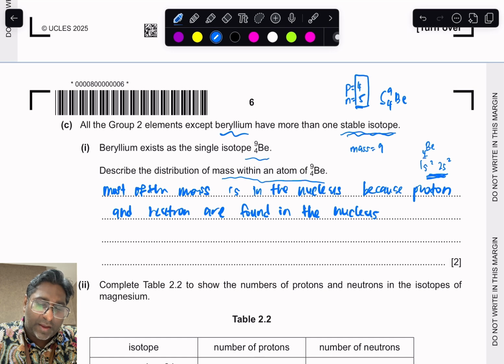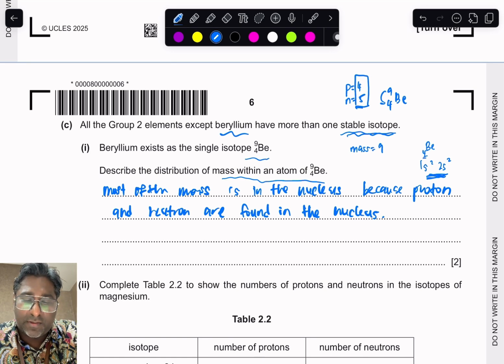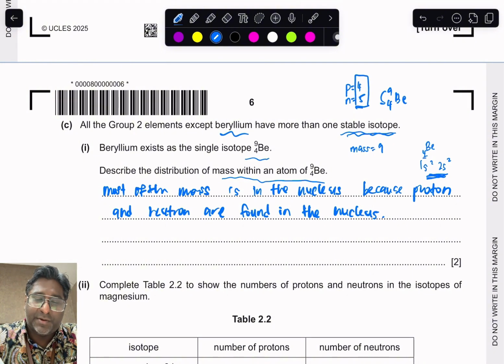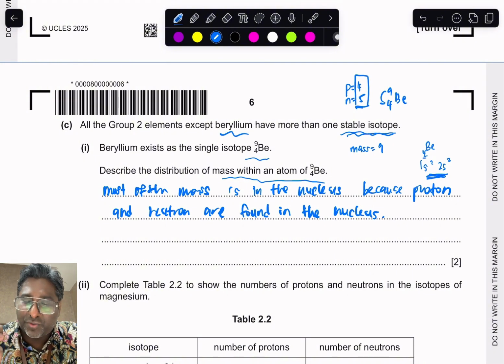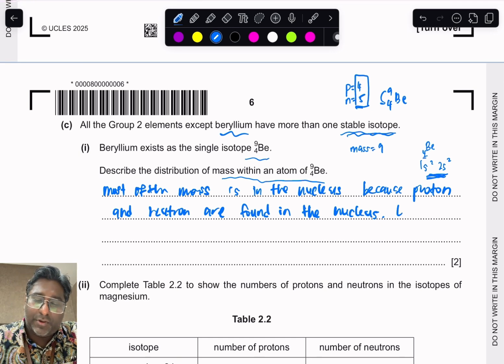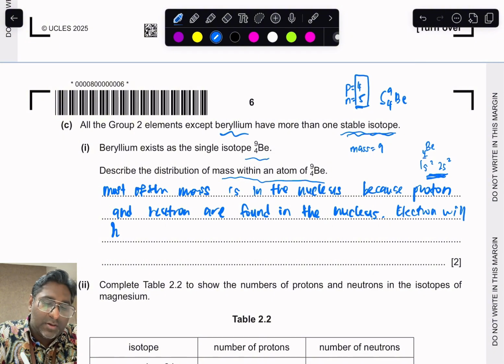To be exact, all atoms are like that as well. So we can just say, describing the distribution of mass: the mass is more towards the nucleus, because protons and neutrons are found in the nucleus. So electrons will have minimal contribution to the mass.